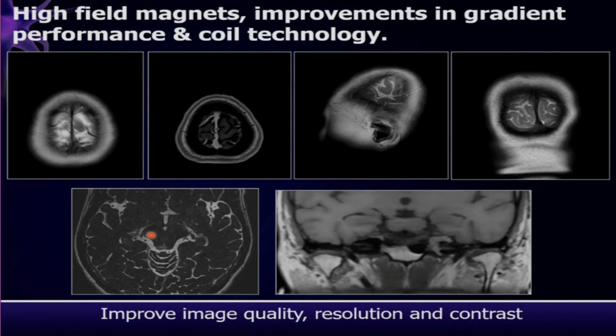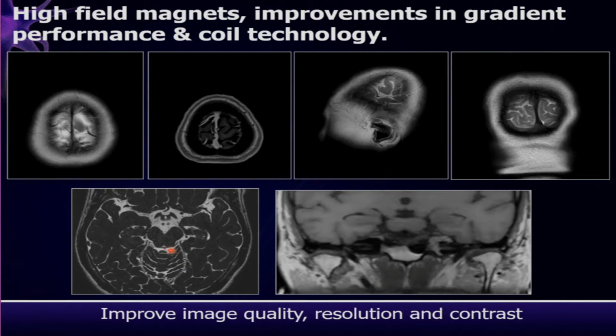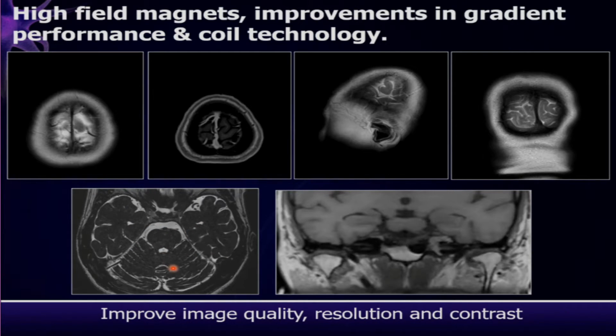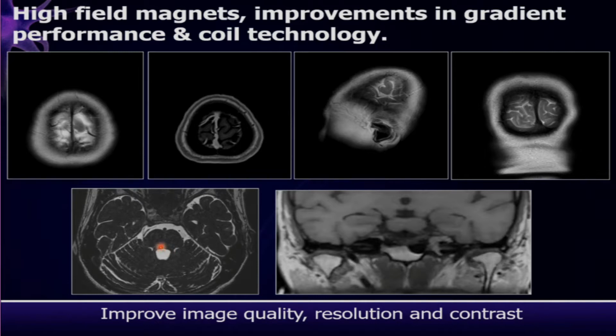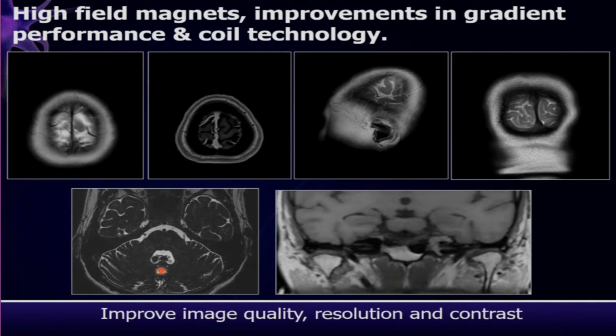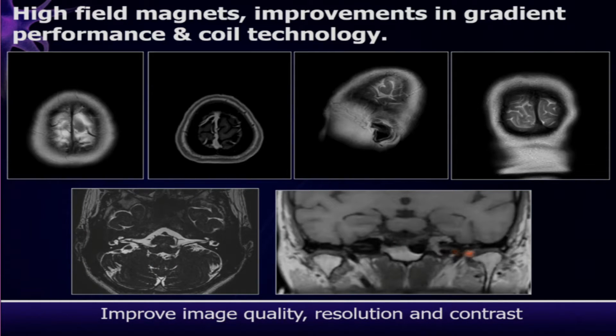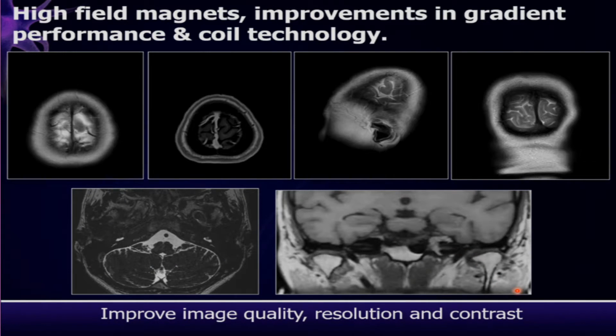And this is a high resolution scan of the brain stem. You can see the fine detail of the structures around the brain stem, cranial nerves leaving the brain stem, and small vascular structures, vascular loops, and small tumors in this area can be detected by these imaging techniques.